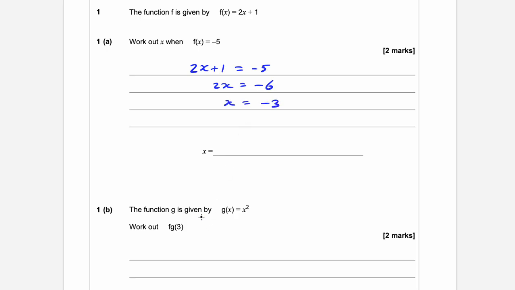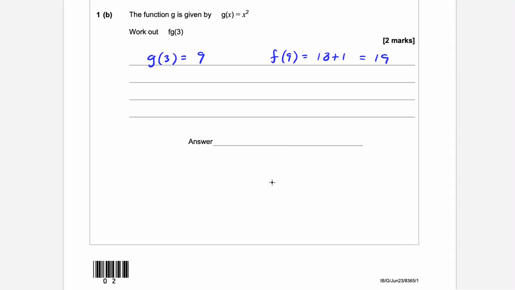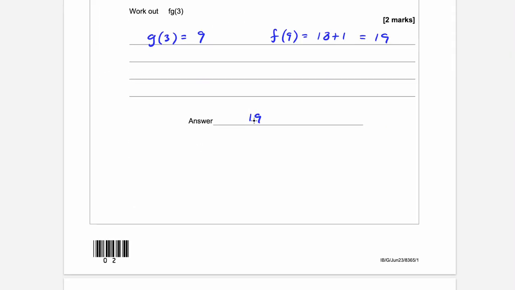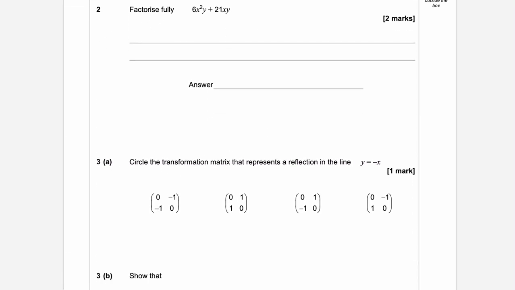The function g is given by g of x is x squared. Work out f g of 3. So first we get g of 3. G of 3 is 3 squared, which is 9. And then we sub 9 into f. So I just get f of 9, which is 2 times 9, 18, plus 1, which is 19. Okay, nice, easy start. Question 2.